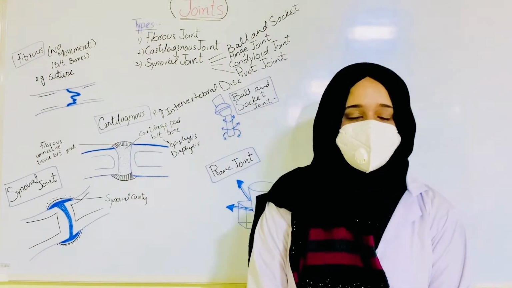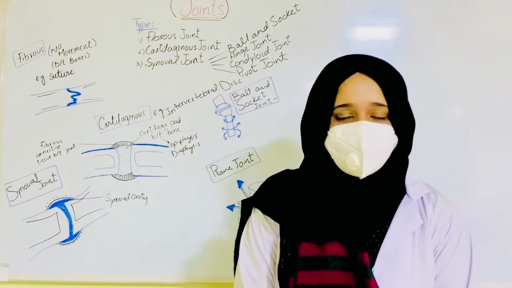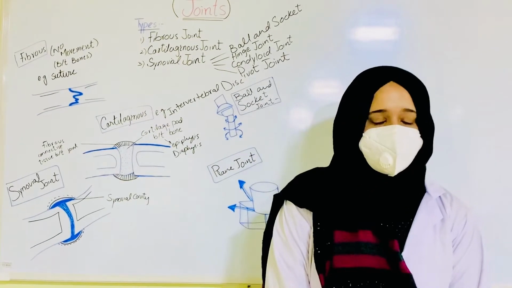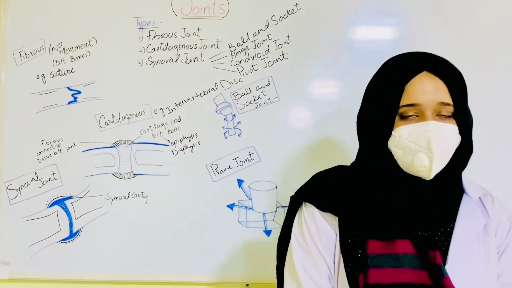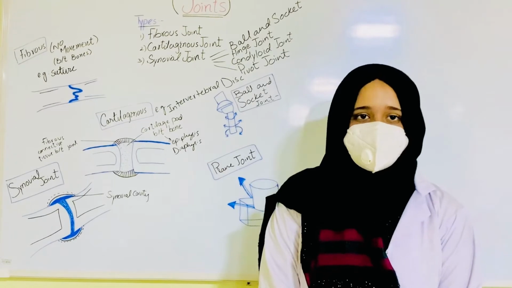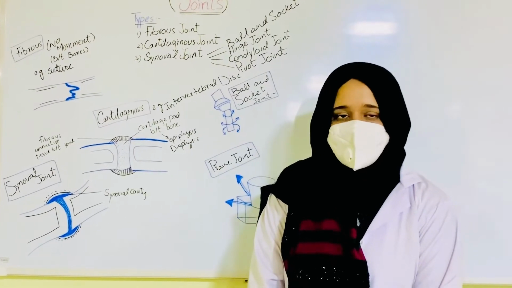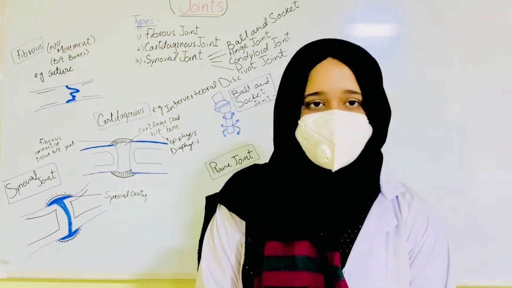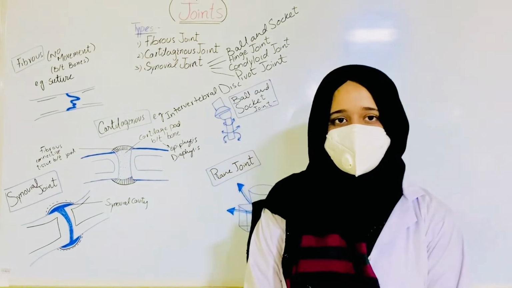First of all, I will tell you about the primary cartilaginous joint. It has no movement, for example, the epiphyseal-diaphyseal joint. Then I will tell you about the secondary cartilaginous joint. It has little, slight movement. It is present between the vertebral disc and the epiphysis.